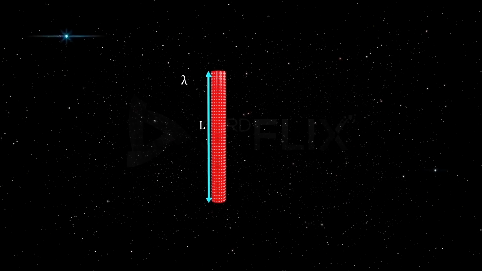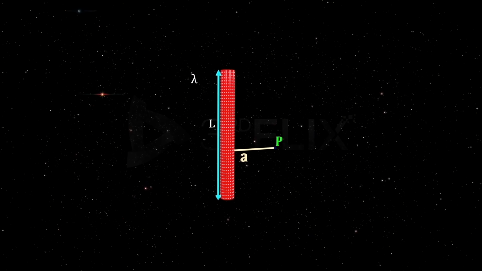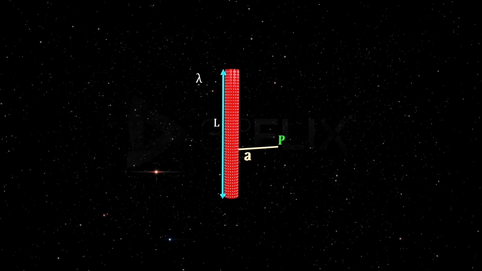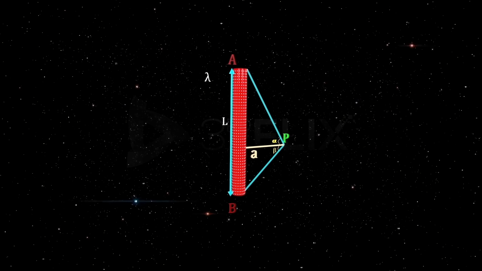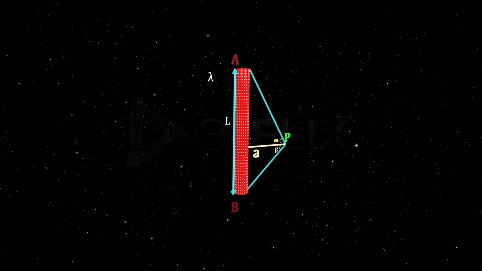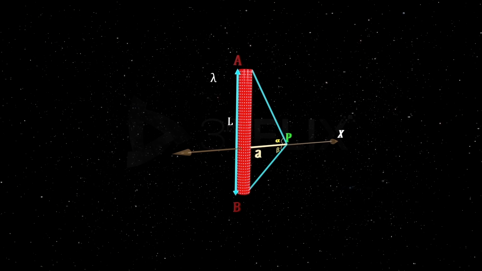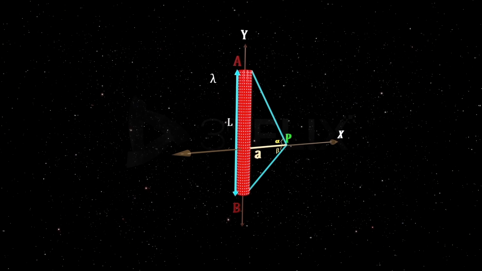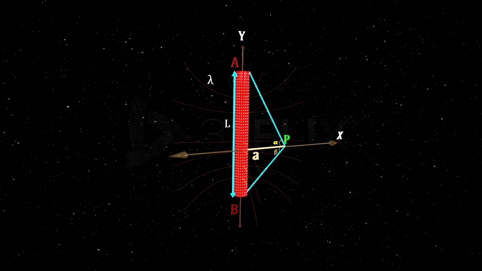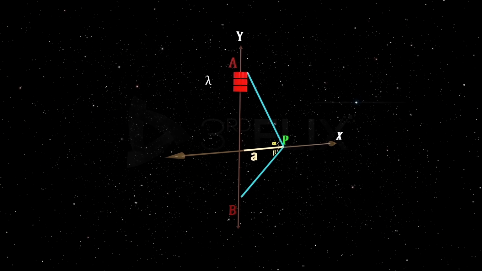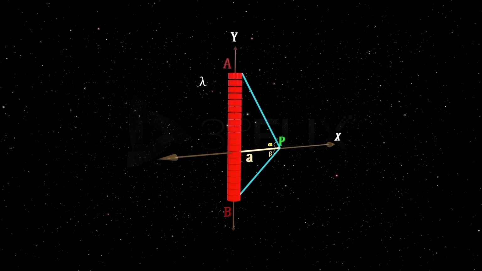We will calculate the electric field at P at a perpendicular distance of a from the linear charge such that the ends A and B of the rod subtend angles alpha and beta respectively at P. Consider the x-axis perpendicular to the linear charge and the y-axis along its length. The electric field at P is the resultant of the fields due to the different sections of the linear charge varying from A to B.